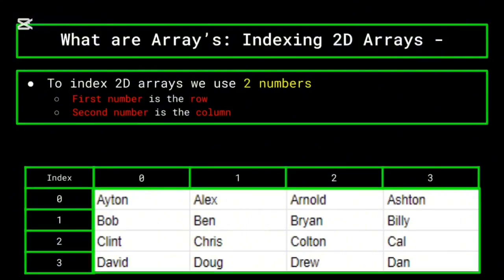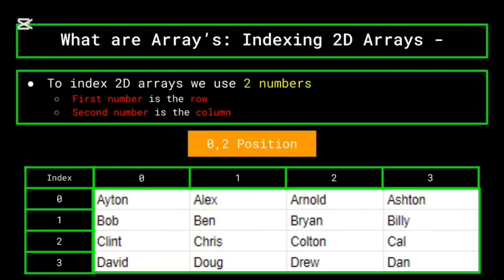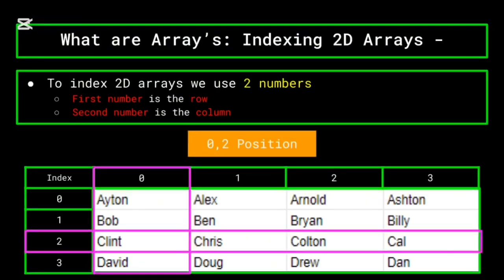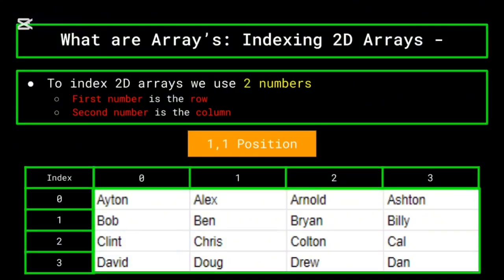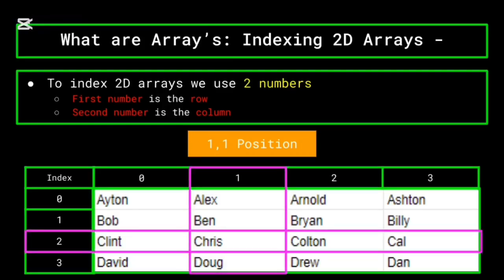The way we index these is mostly the same, except we would have two numbers to index instead of one. We start with the row and then the column. So a number in the position 0, 2 would be in the first row 3 columns down. In this case, the name Clint. A number in the position 1, 1 would be 2 rows down and 2 columns across. In this case, the name Chris.